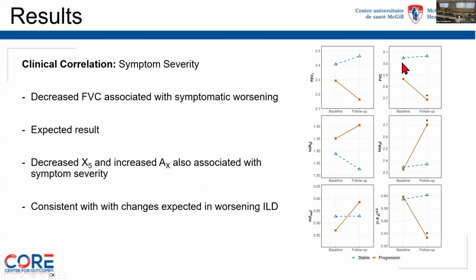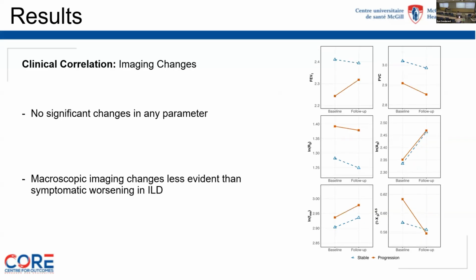Looking at the figures here, the blue dotted line is patients who had stable symptoms, and the orange line is for patients whose disease status worsened in some way. We then tried to do a similar sort of analysis looking at changes on imaging. Here, unfortunately, there were no real significant patterns that we saw. A possible explanation for this could be that symptoms appear much earlier in a worsening disease state than macroscopic changes on imaging. But we did not find anything significant with respect to imaging changes.